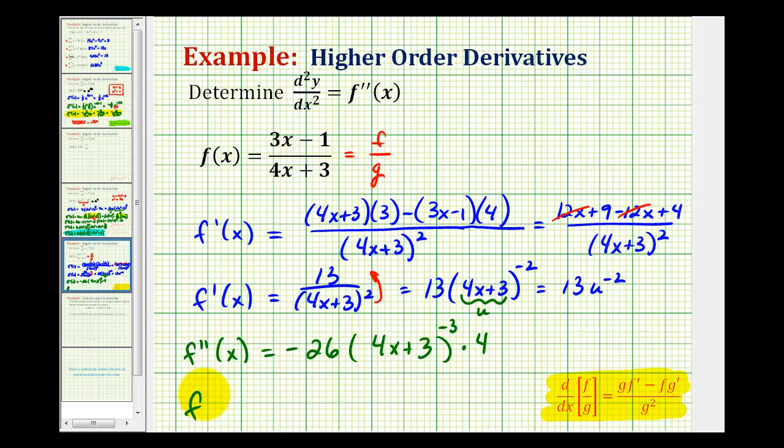Let's go ahead and rewrite this. Negative 26 times 4 is negative 104. And then we can think of this quantity as being over 1, so we move it to the denominator, the power becomes positive 3. So our denominator would be the quantity 4x plus 3 raised to the third power. This would be our second derivative function.